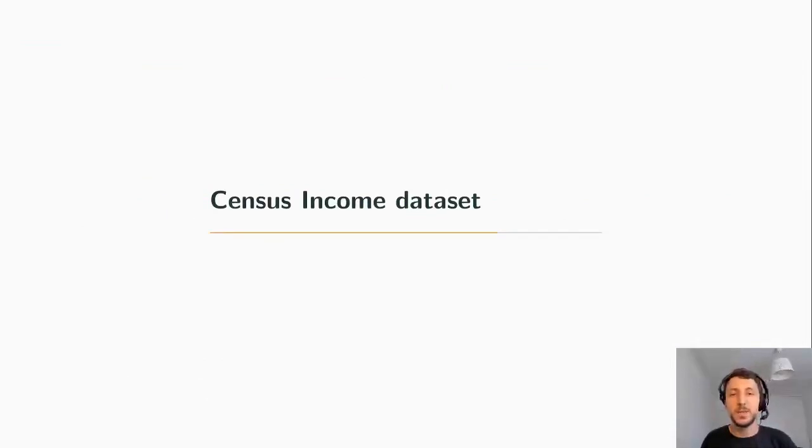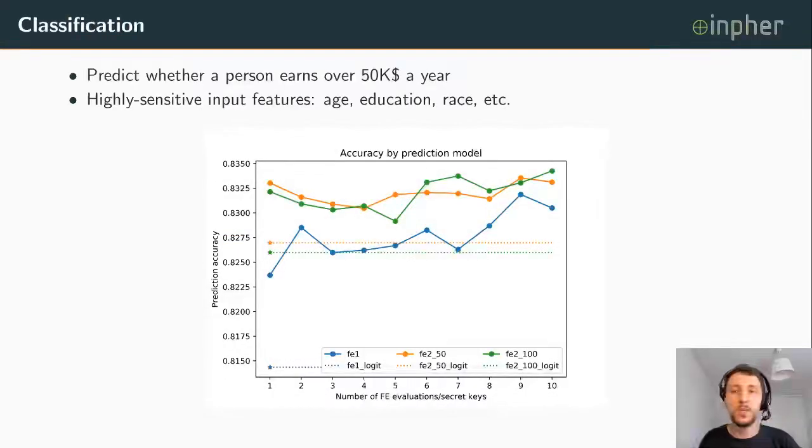So, what can you say about different kinds of data sets which imply more personal, more sensitive information? We have studied the census income data set in the same context as the MNIST data set. Let me give you some details about this data set. The goal is to predict whether a person earns over 50k a year, and the input features are highly sensitive personal features, such as age, education, race, etc.